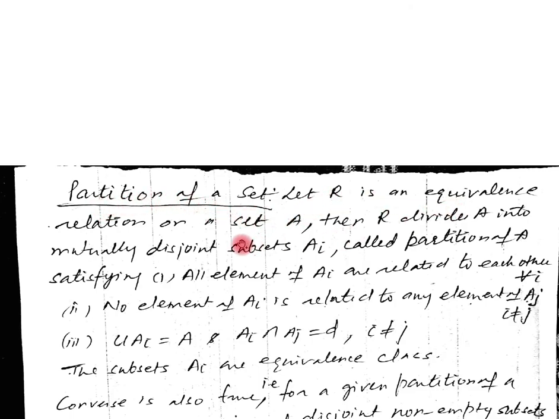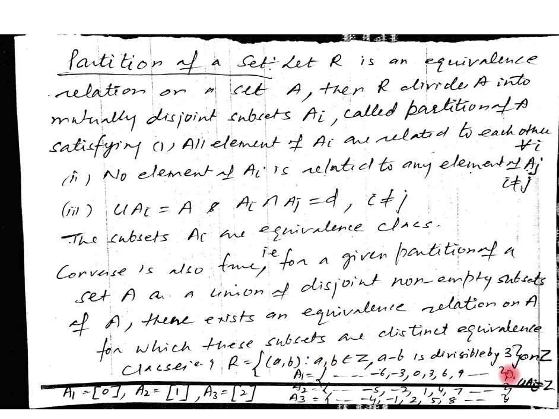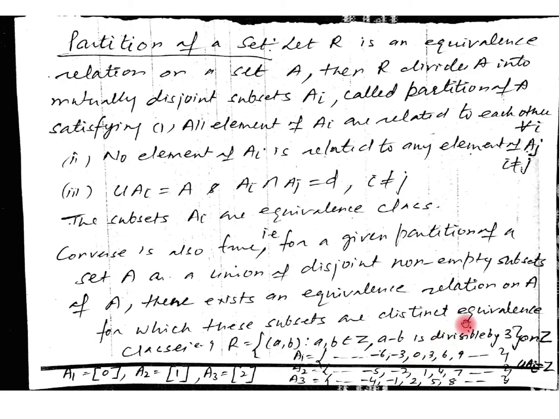R is an equivalence relation on a set A. Then R divides A into mutually disjoint subsets Ai, called the partition of A, satisfying all these conditions, and therefore it can be written that the union of all Ai must be equal to A. This we have shown with the help of an example also. We have taken Z, the set of integers, and this relation is defined. Then we found that when a number is divisible by 3, or not divisible by 3, the remainder may be 0, 1, 2.